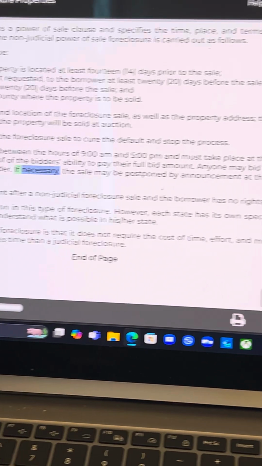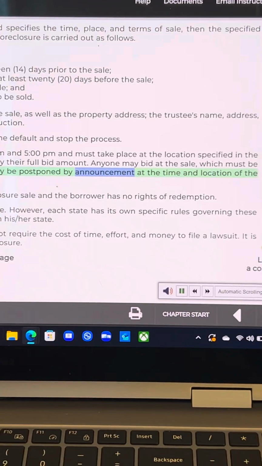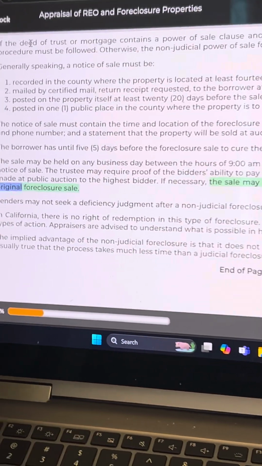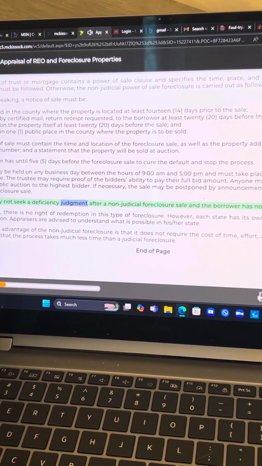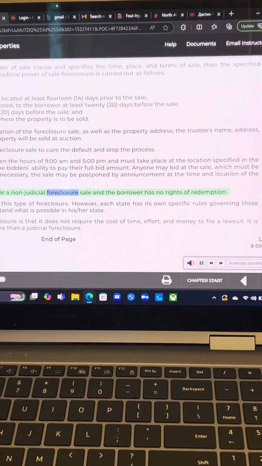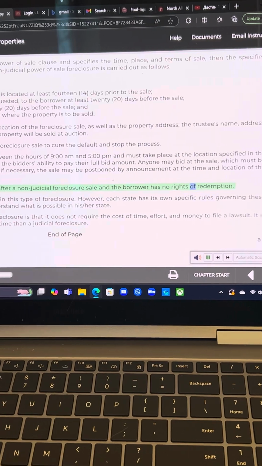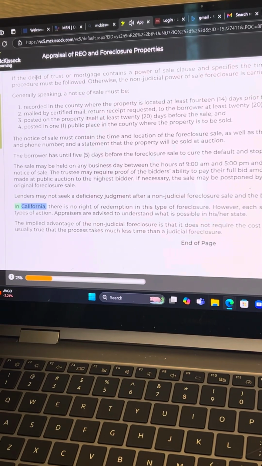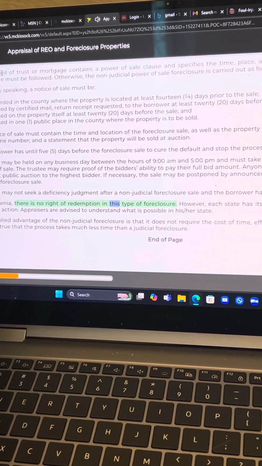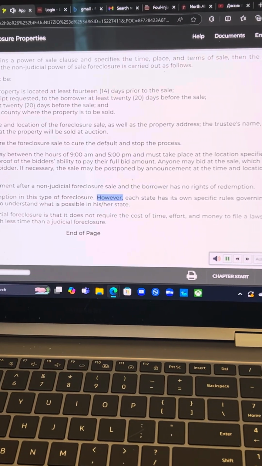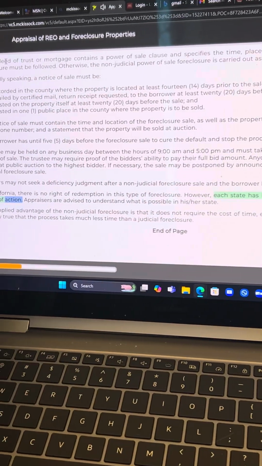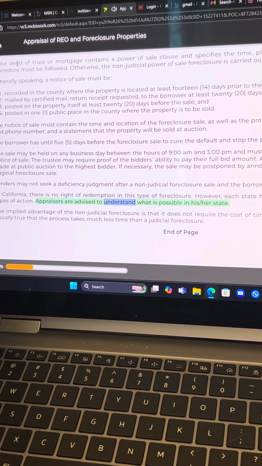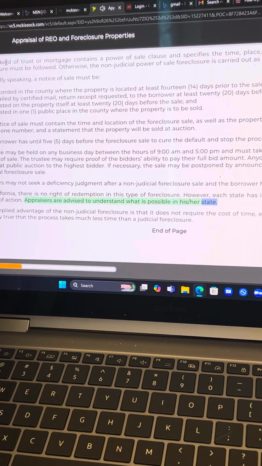If necessary, the sale may be postponed by announcement at the time and location of the original foreclosure sale. Lenders may not seek a deficiency judgment after a non-judicial foreclosure sale and the borrower has no rights of redemption. In California, there is no right of redemption in this type of foreclosure. However, each state has its own specific rules governing these types of action. Appraisers are advised to understand what is possible in his/her state.